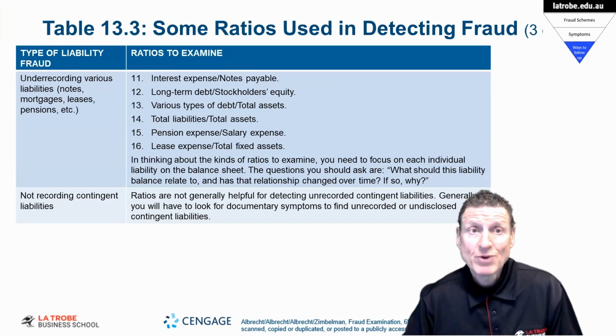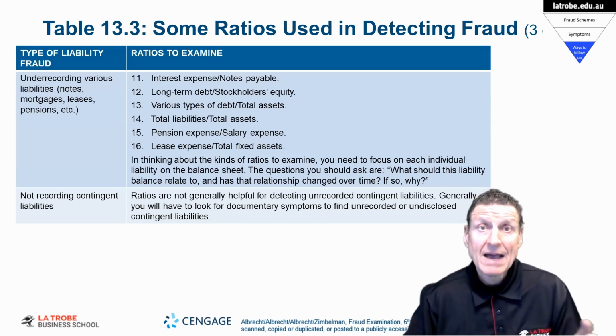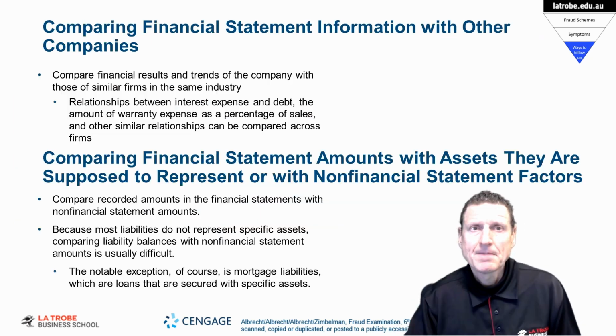Closing out these ratio tables, the under recording of various liabilities, again, longer term debt to stockholders' equity, total liabilities to total assets, lease expenses to total fixed assets. As you can see, these ratios will reveal a lot about the liabilities. This is some more detail in the textbook about comparing financial statement information with other companies or comparing financial statement amounts with assets they are supposed to represent or with non-financial statement factors.